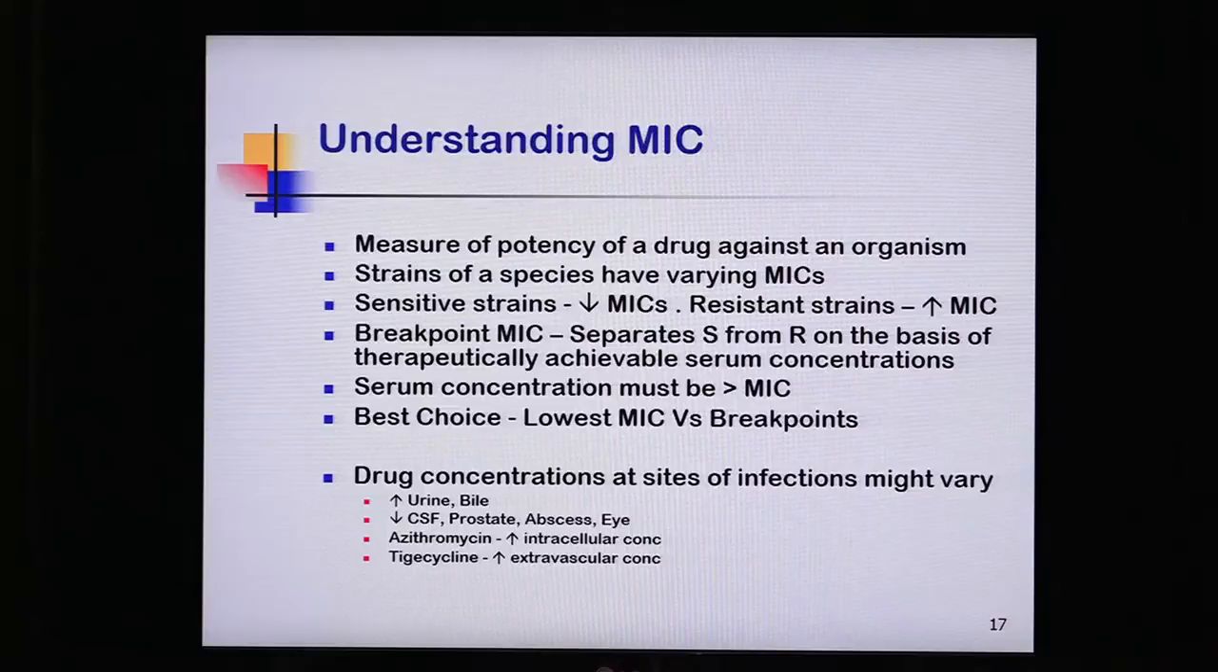But even then, even though you so precisely measure the MIC and give it to the clinicians, still there are lots of variations. For example, sometimes the drug concentrations vary because all these MICs are actually expressed on the basis of plasma concentrations. But there are drugs which achieve better concentrations in urine and bile, especially when they are secreted through these. For example, tigecycline is secreted through bile, or all the beta lactams are secreted through urine. So they achieve higher concentrations in urine.